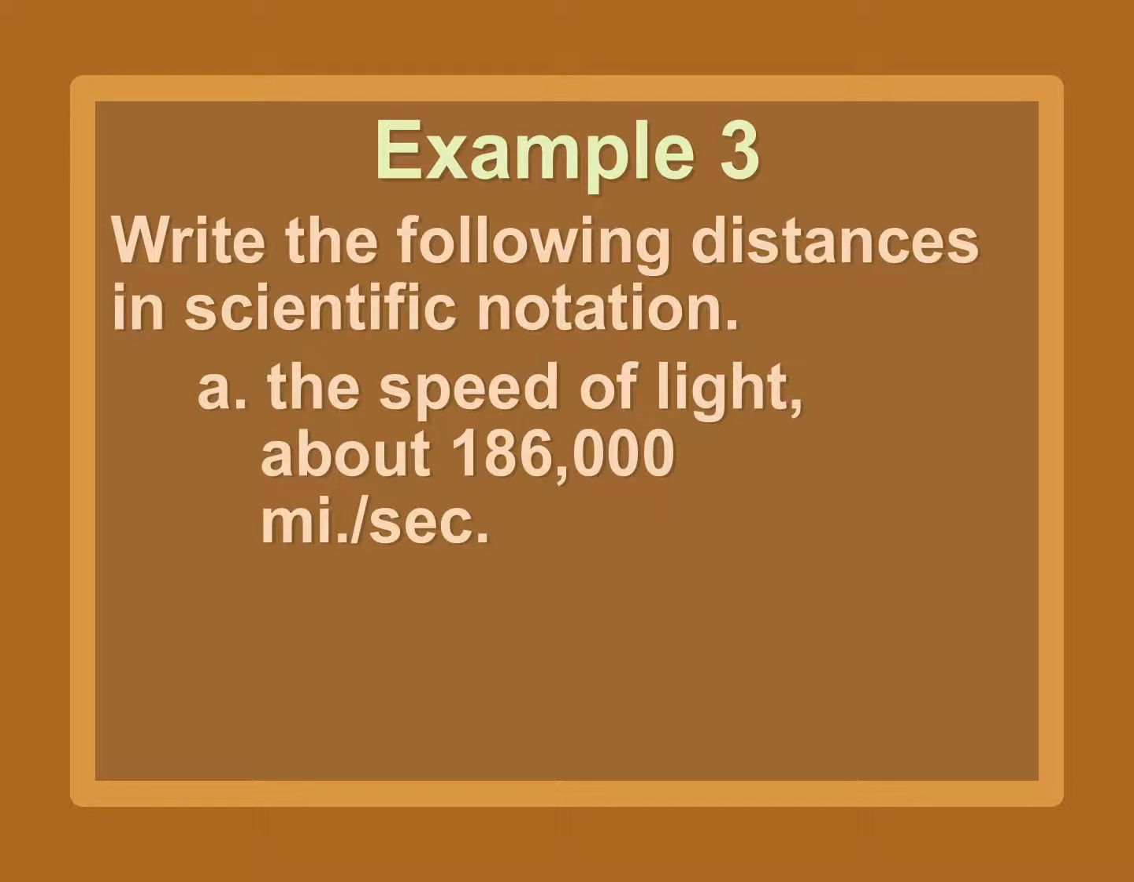So last example, let's write the following distances in scientific notation. We have the speed of light, and it's about 186,000 miles per second. So we want to write that in scientific notation. So it becomes 1.86 times 10 to the 5th. So again, we moved our decimal 1, 2, 3, 4, 5. That's how we got our first number, 1.86. And then that 5 became our exponent, and it's positive 5 because our original number was a bigger number.